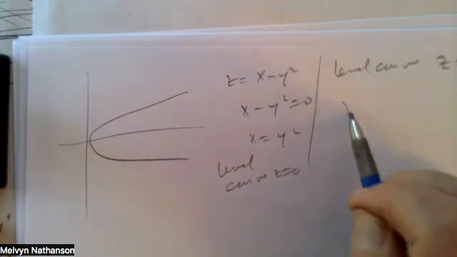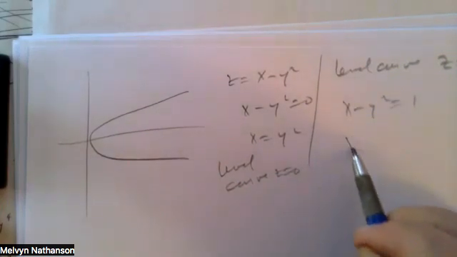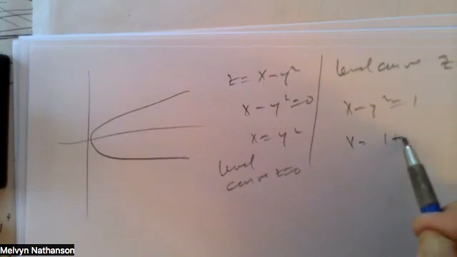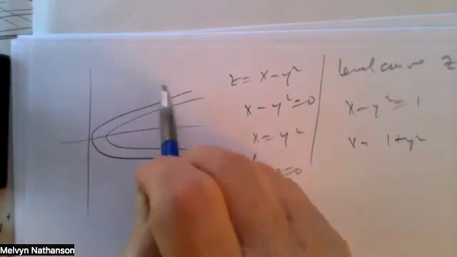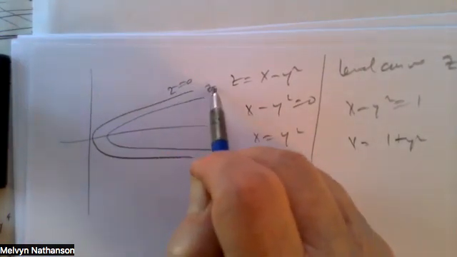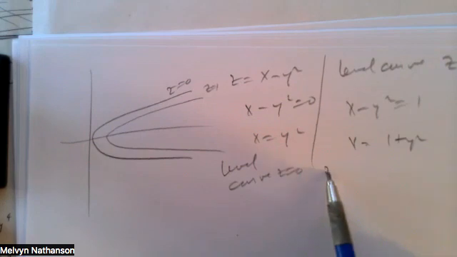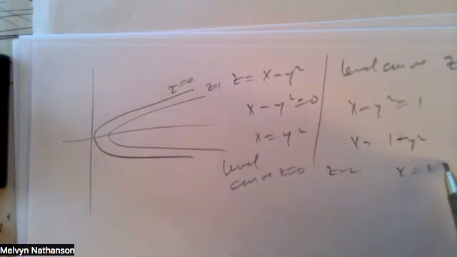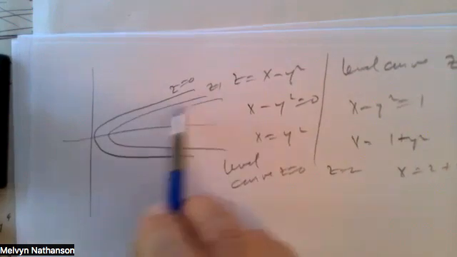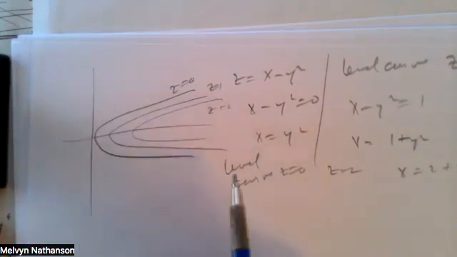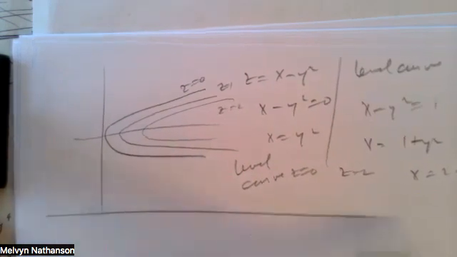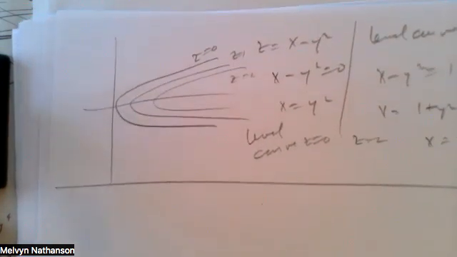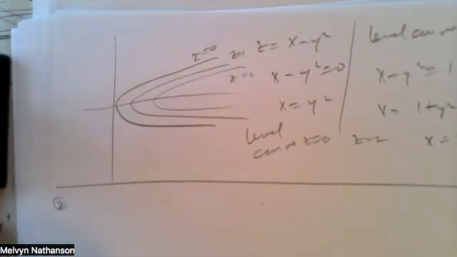If we look at the level curve z equals 1, x minus y squared equals 1, that's x equals 1 plus y squared. It's just the same curve, but translated over. And for z equals 2, you would have x equals 2 plus y squared. Look like that. You get a sequence of level curves, which are embedded parabolas looking like that. That's what it is. Any questions about that?